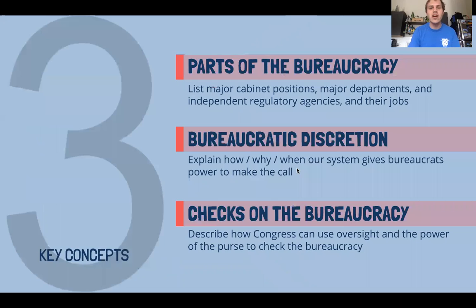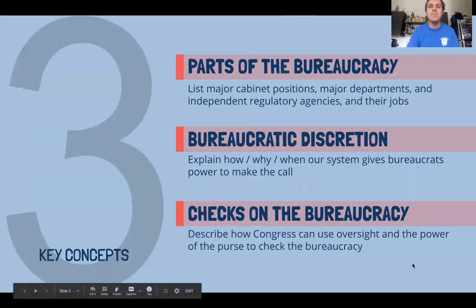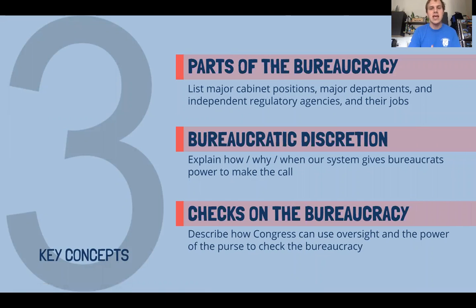Let's check it out. First off, 3 key concepts you need to keep an eye out for. First, the structure, the parts of the bureaucracy. This includes listing major cabinet positions, departments, and independent regulatory agencies. Look out for that vocab word and their jobs. What are these different departments doing? What is the job of government, and how much of that is carried out by bureaucracy?